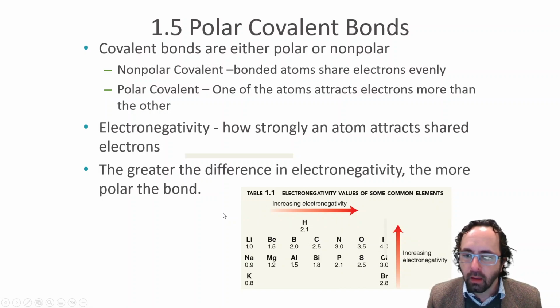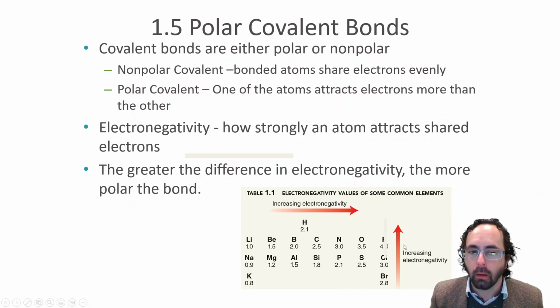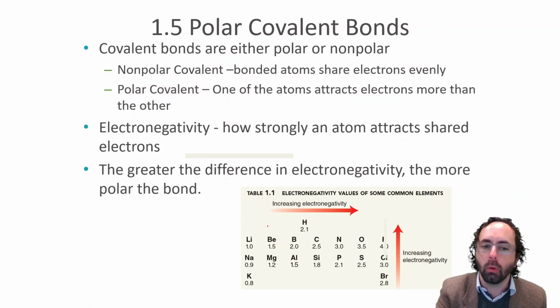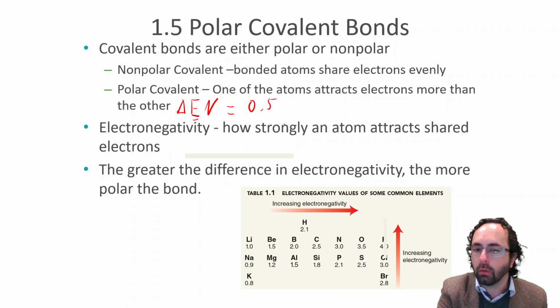When it comes to bonds, bonds may be polar. Bonds are considered polar if they contain 2 atoms that have significantly differing electronegativities. And so the electronegativities here increase as we go to the top right. They're the highest for the 4 atoms at the top right. And the threshold here, we say that bonds are polar if their electronegativity difference, the difference in electronegativity between 2 atoms, is 0.5 or greater.